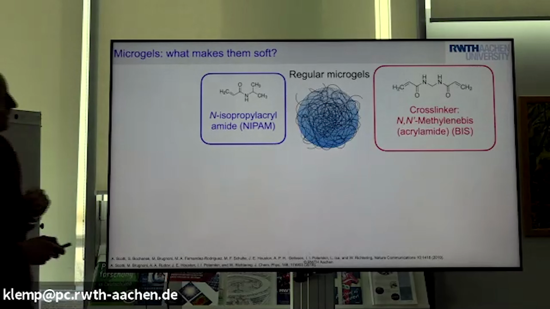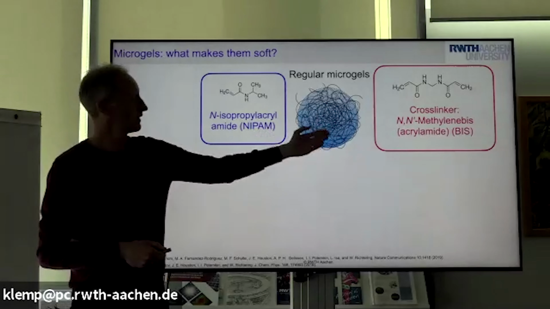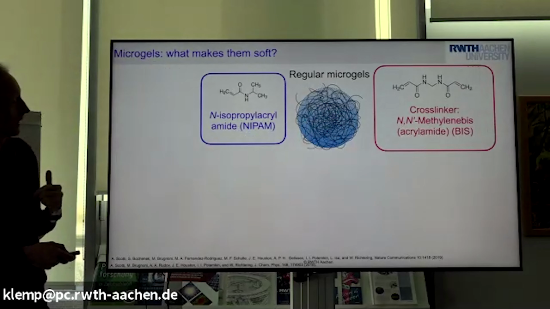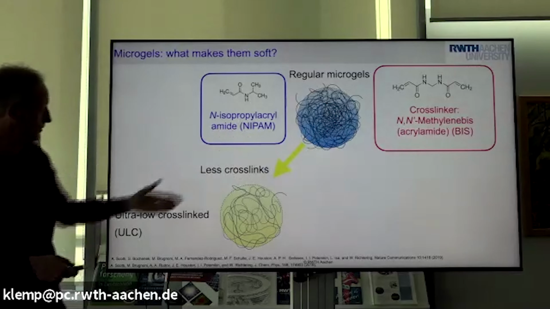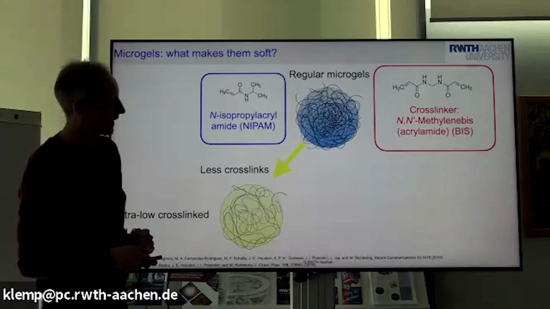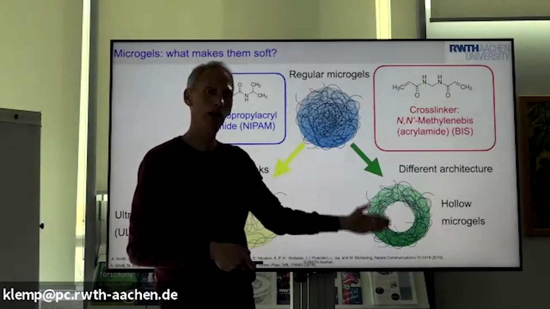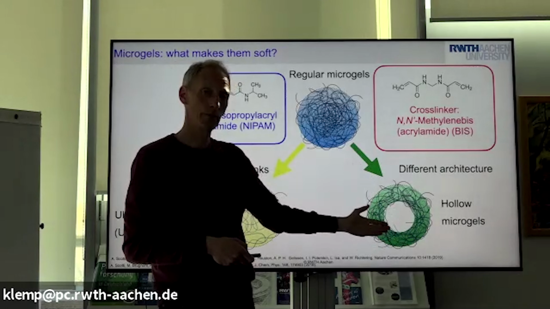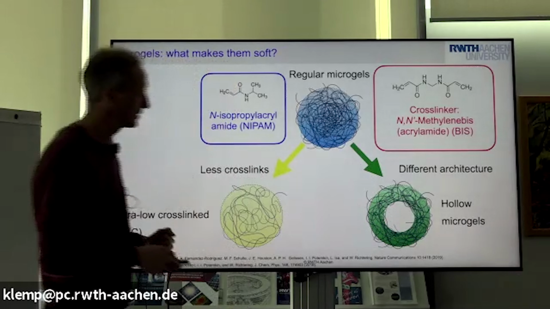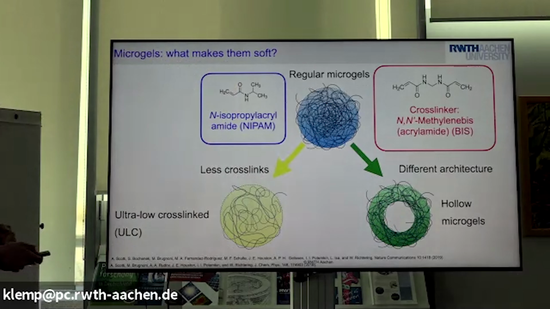Okay, so the idea was we take a normal microgel, we have the monomer and the crosslinker, and then we change it in two ways. One way is that we have less crosslinks. We come to the ultra-low crosslink microgels. The other idea is we make a different architecture. We make a hollow microgel. And what would you predict is softer? I would not predict anything anymore, so I'm always surprised what happens.